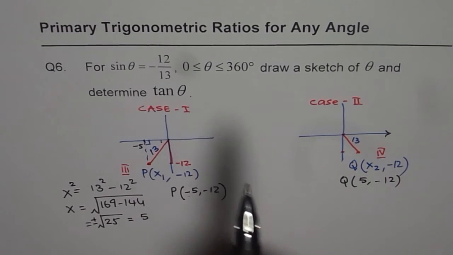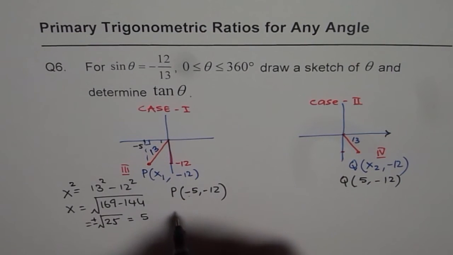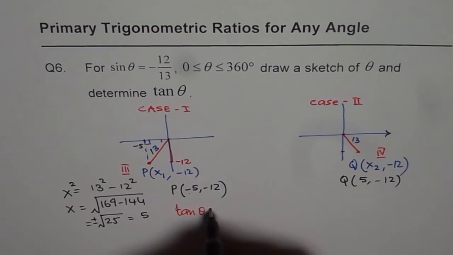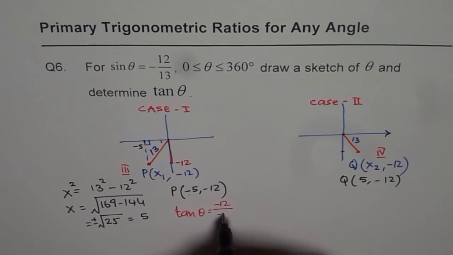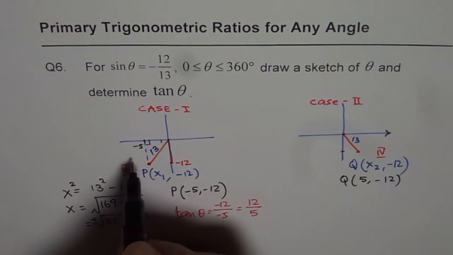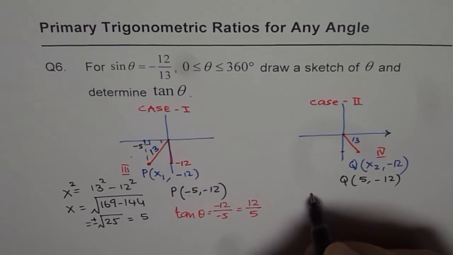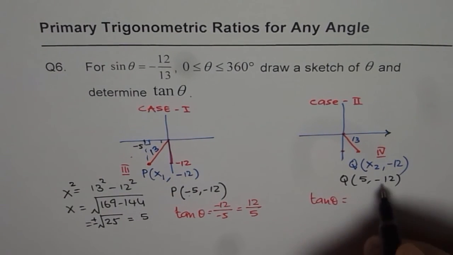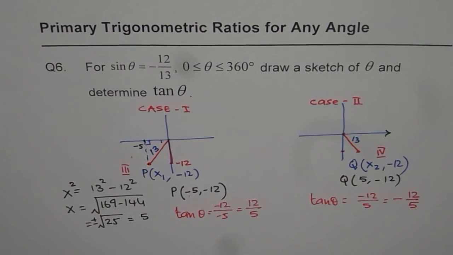Now we can find tan theta. So here in the first case, tan theta should be the ratio of y to x, that is minus 12 over minus 5. So that is the value, 12 over 5. Tan is positive in quadrant 3, so it makes sense. In the second case, tan theta is how much? Tan theta is minus 12 over 5. It is negative, do you see? In quadrant 4, we know tan theta is negative.